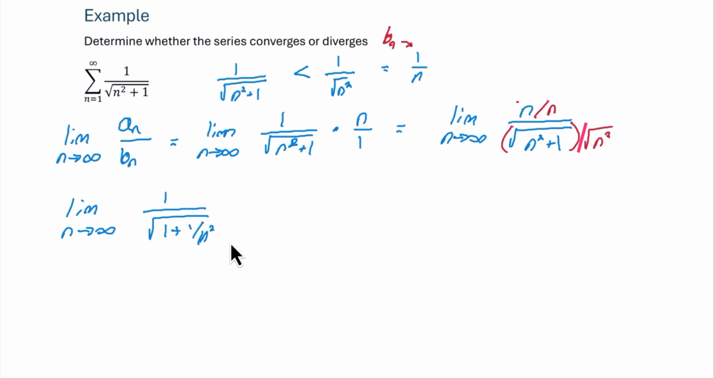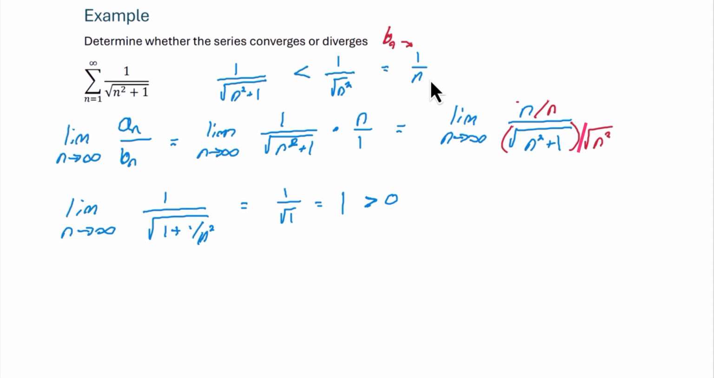And now n is going to infinity. This denominator's getting big, which means the fraction is approaching 0. So we have 1 divided by the square root of 1, which is 1. And 1 is bigger than 0. Now that means that the two series have to either both converge or diverge.